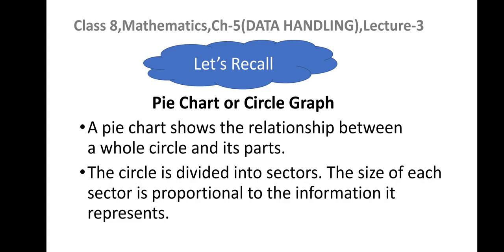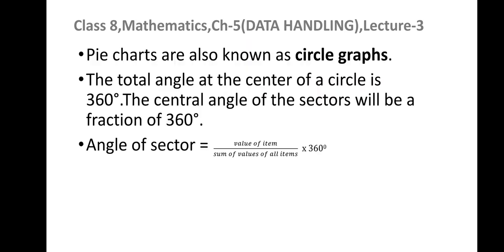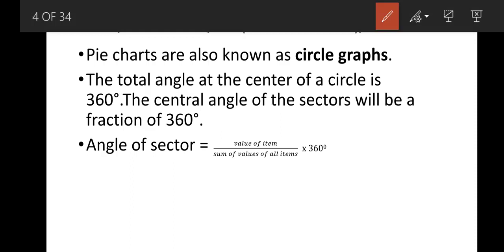I will be showing you the example again so that it will be clear to you again. Pie charts are also known as circle graphs. This was the heading only, that is circle graph or pie chart. The total angle at the center of a circle is 360 degrees. This all we know. What is the total angle in a circle? That is 360 degrees. The central angle of these sectors will be a fraction of 360 degrees.